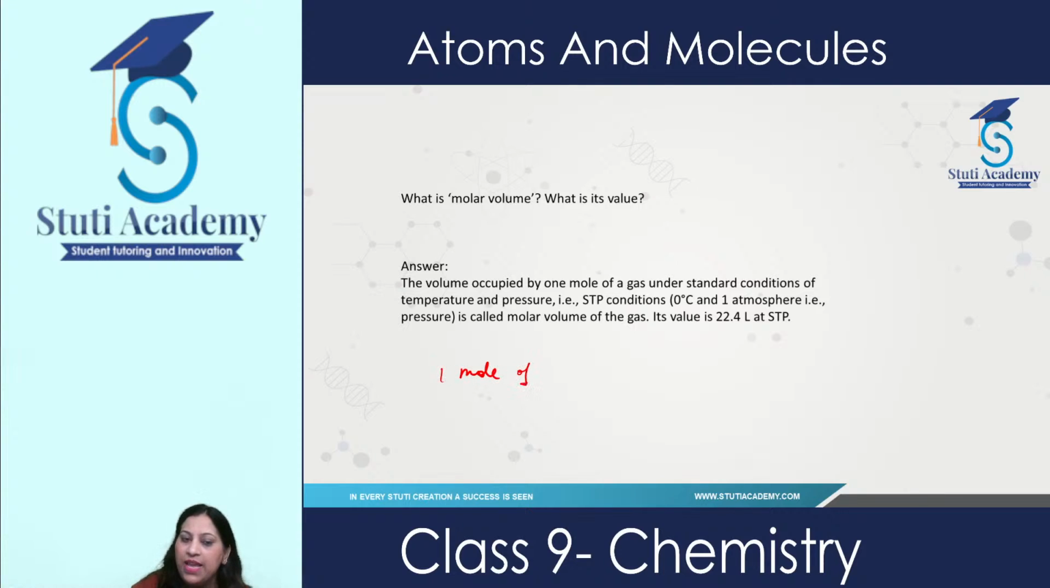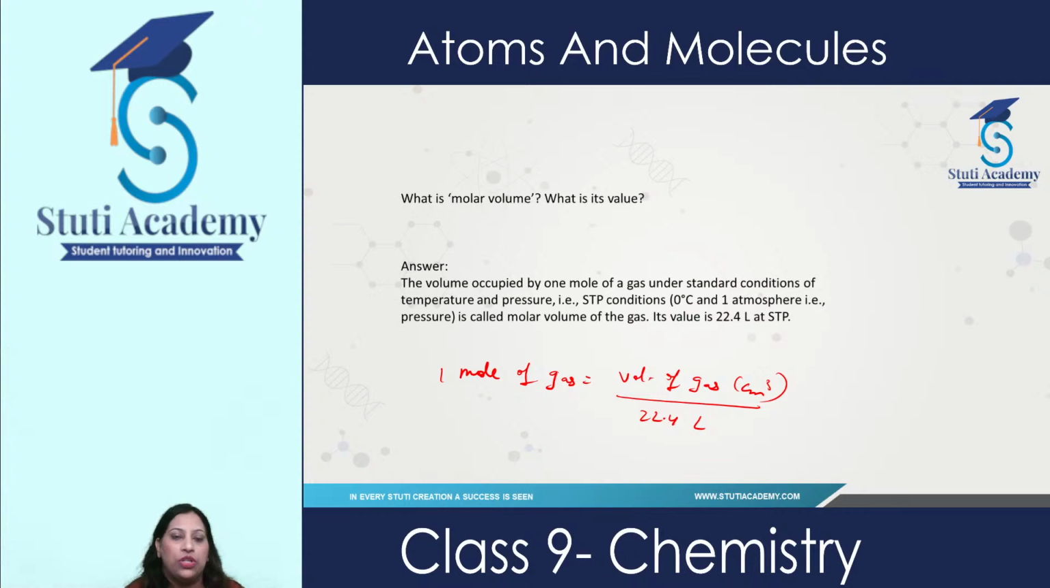1 mole of any gas is equivalent to the volume of gas, which is in centimeter cube, and 22.4 liters at STP. That is standard temperature and pressure. So the volume occupied by 1 mole of a gas under standard conditions of temperature and pressure. This is 273 Kelvin temperature and it is 1 atmospheric pressure.